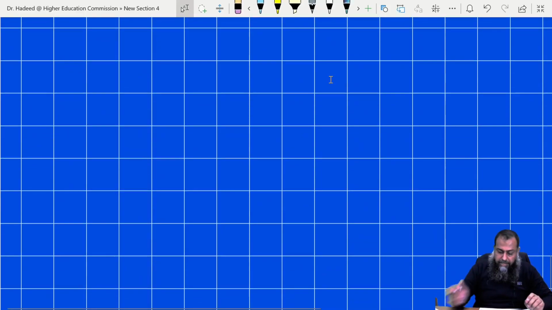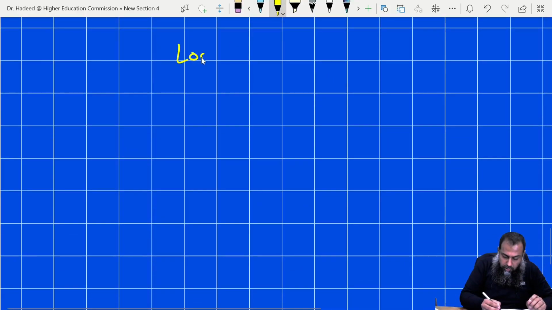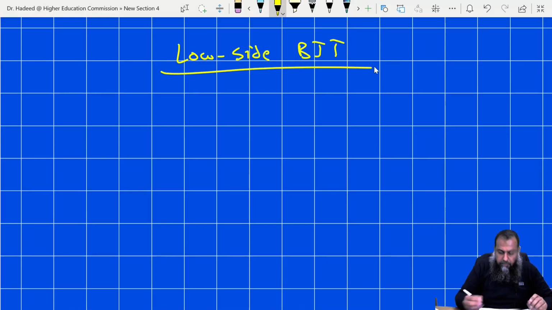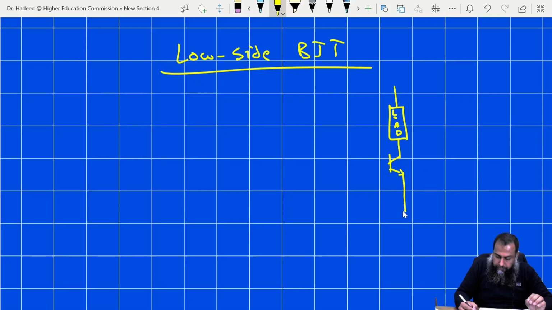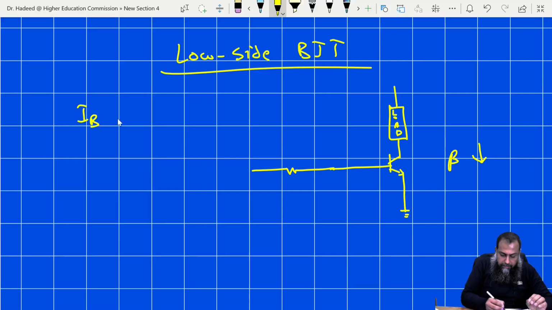If we have a BJT and we want to control this BJT, or if we want to have an effective switching of a BJT which has its emitter connected with the ground terminal, so let me draw, here we have the load. Remember that the power BJT has a lower beta, so beta is quite low, and therefore it requires substantial IB to turn on.